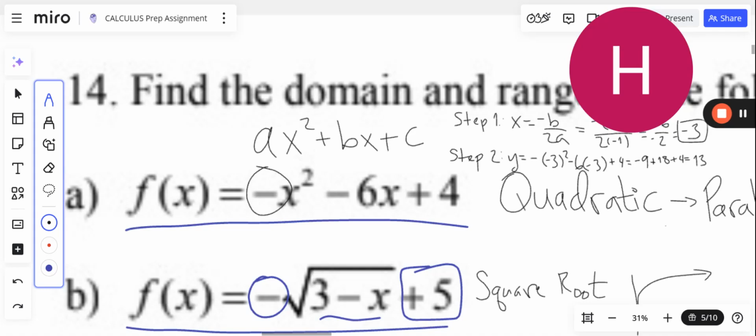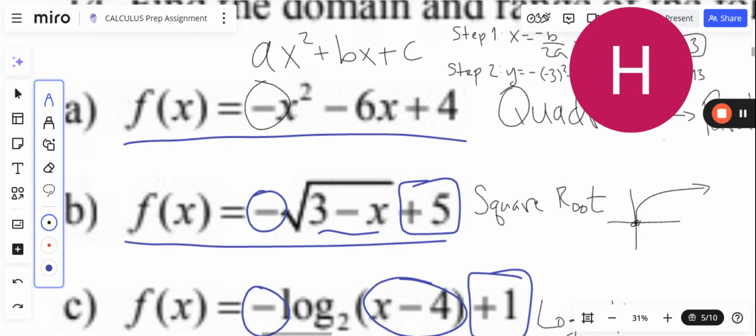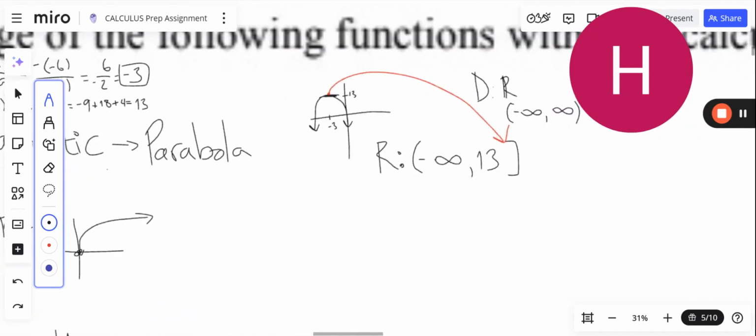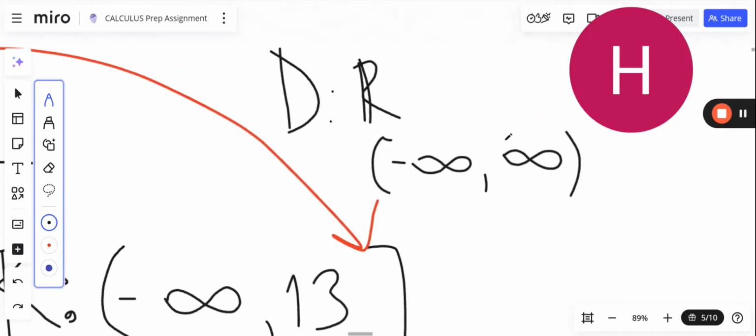We can't say the same thing for a square root. We can't say the same thing for a fraction. We've talked about rational functions in this very calc prep assignment. So a polynomial, which a quadratic is an example of, it's a degree 2 polynomial. Any polynomial, x cubed or x to the fourth or x to the fifth, any of those, they have no domain restriction. They allow all numbers, all real numbers, from negative infinity to infinity.